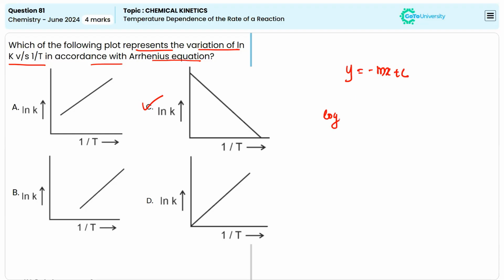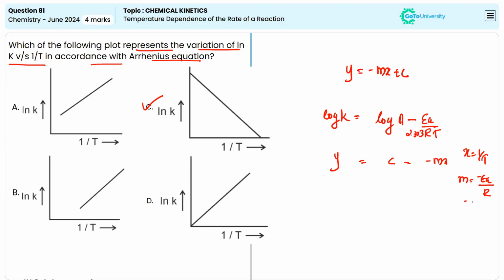Similarly, we have the equation log k is equal to log A minus Ea by 2.303 RT. So this will be y, this will be c, and this is like minus x. So x is 1 by T and the slope will be minus Ea by R.